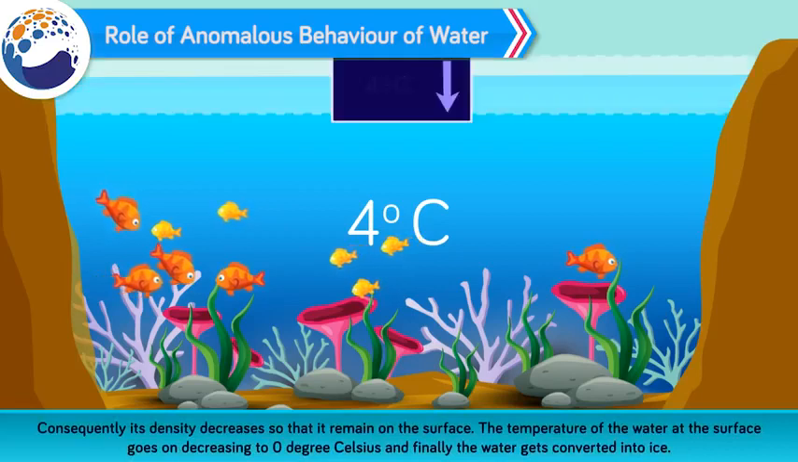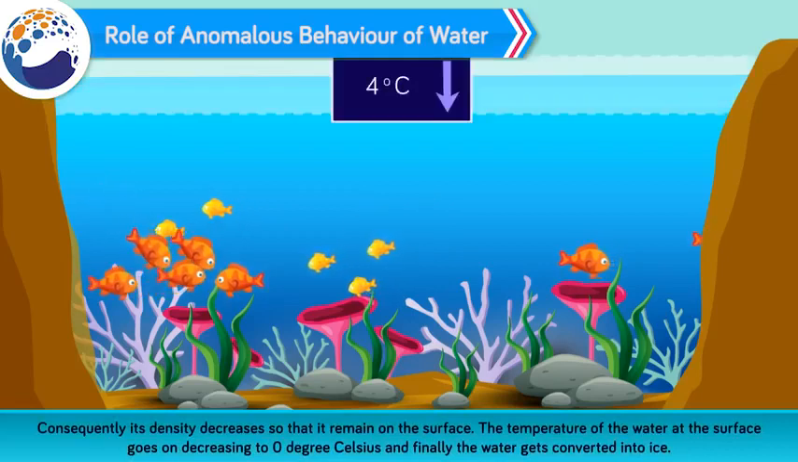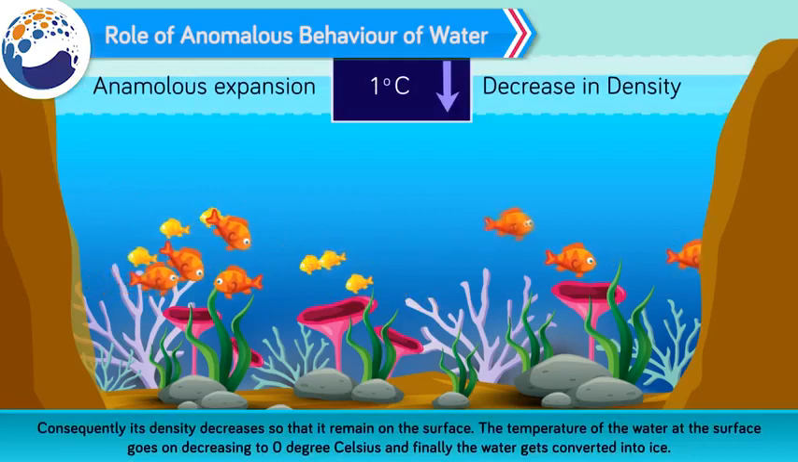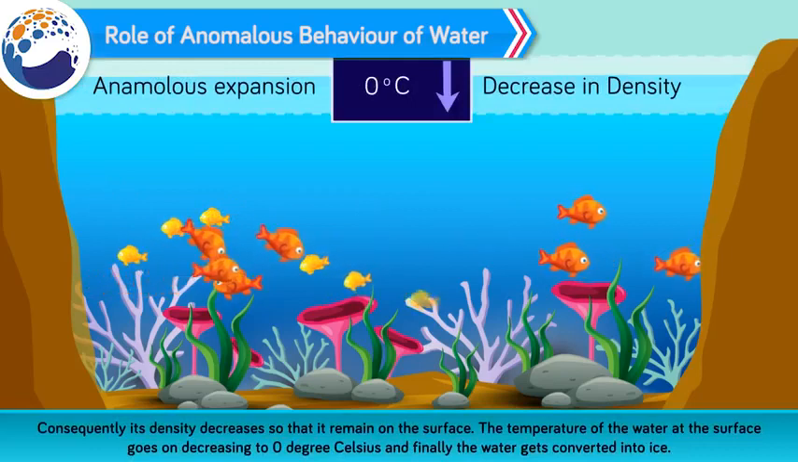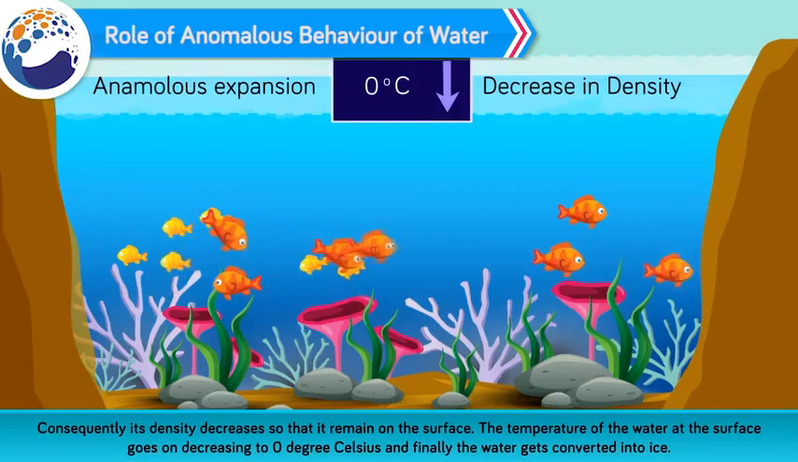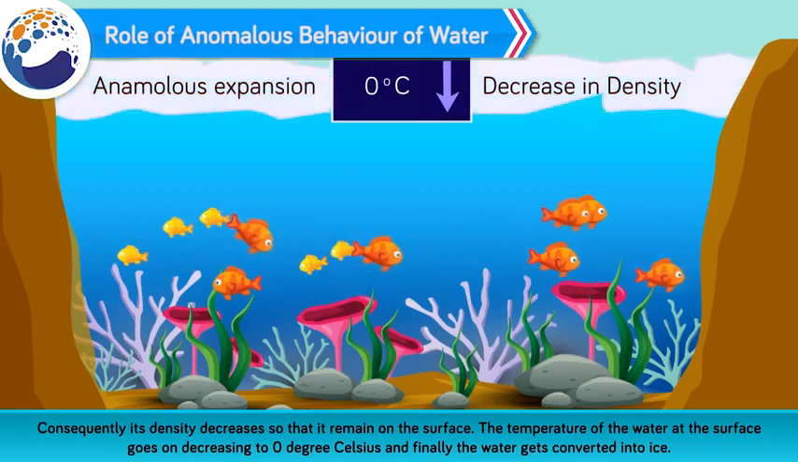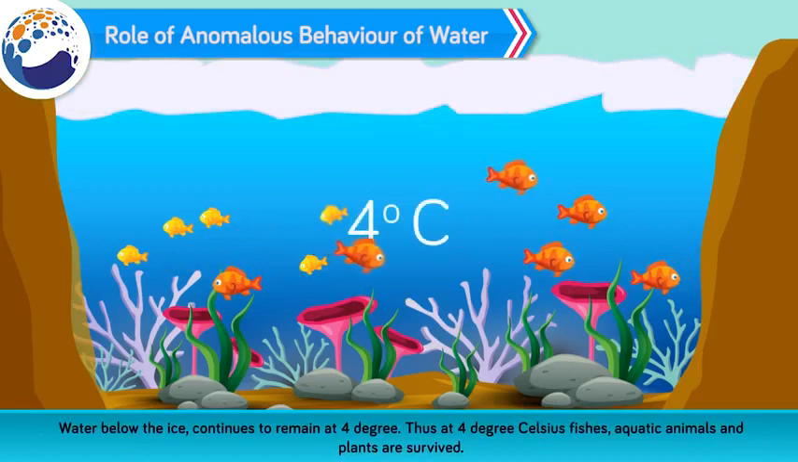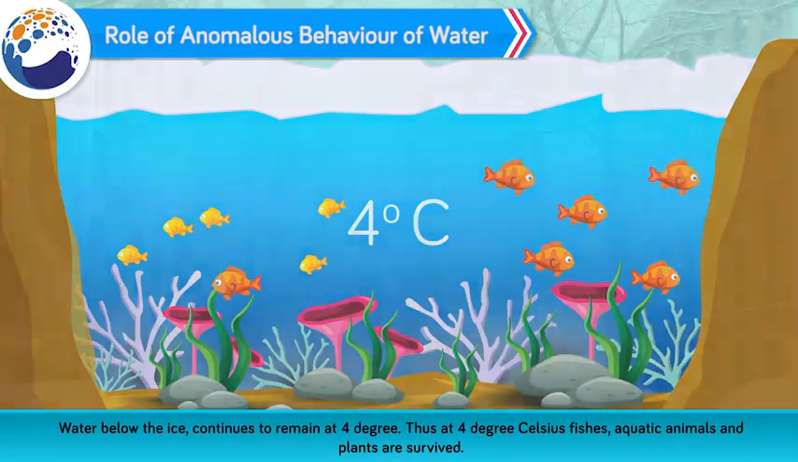Consequently, its density decreases so that it remains on the surface. The temperature of the water at the surface goes on decreasing to 0 degrees Celsius, and finally the water gets converted into ice. Water below the ice continues to remain at 4 degrees. Thus, at 4 degrees Celsius, fishes, aquatic animals and plants survive.